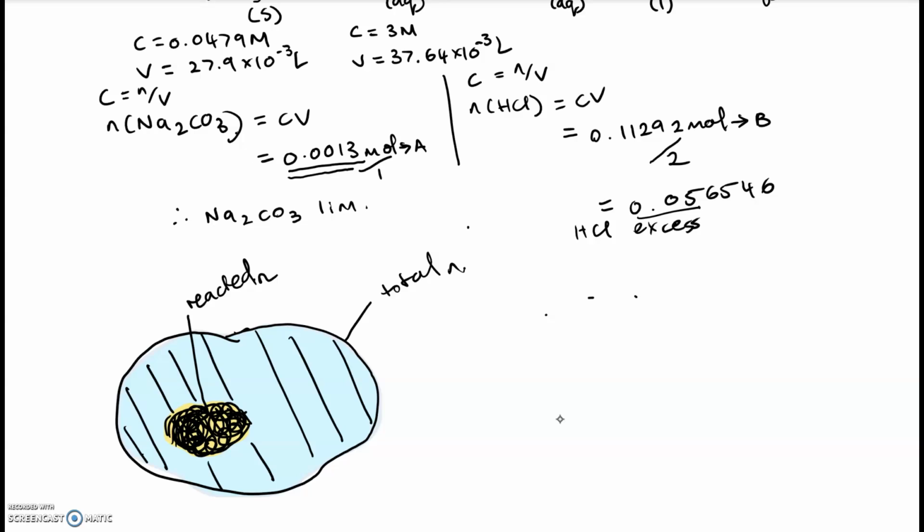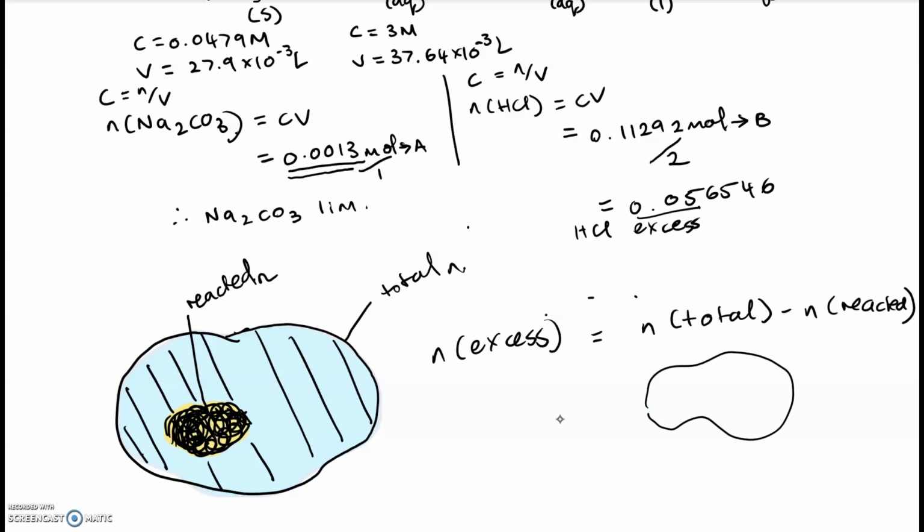And hence, logically, the excess number of moles must be equal to the total number of moles minus the reacted number of moles. So, in simpler terms, this larger puddle in blue minus the tiny reacted puddle subtracted will give you all of this excess space here.